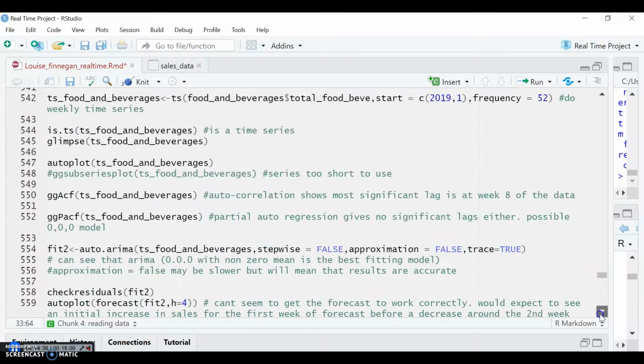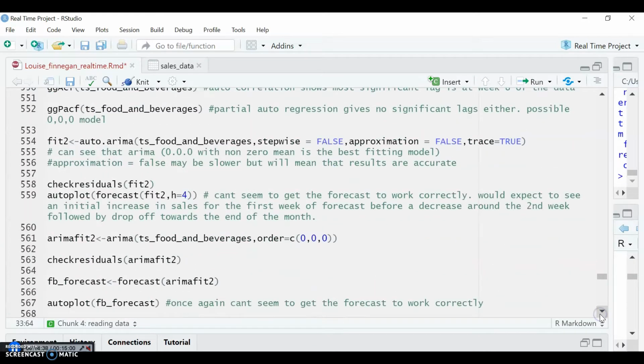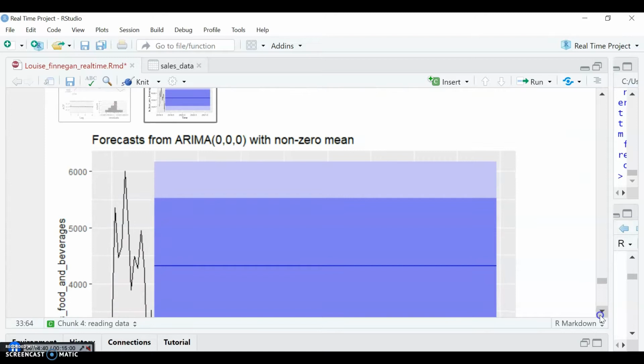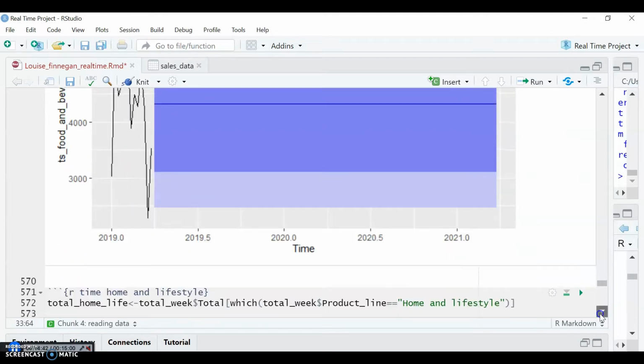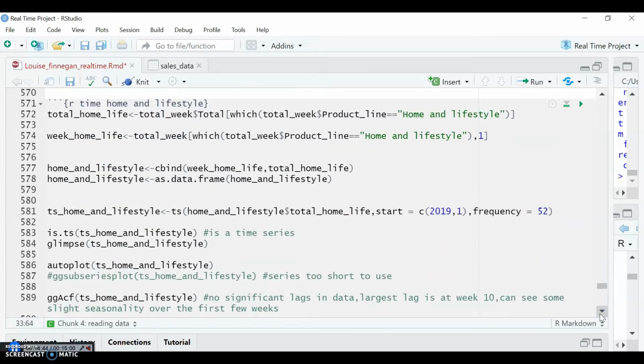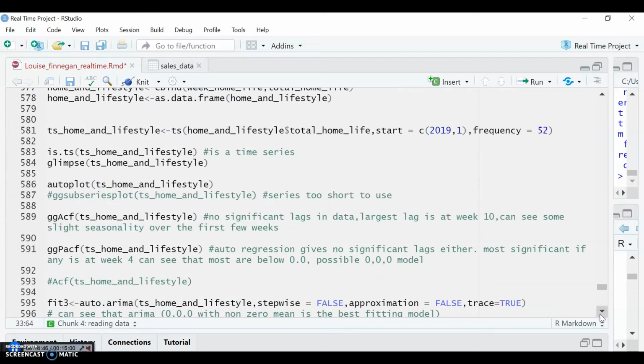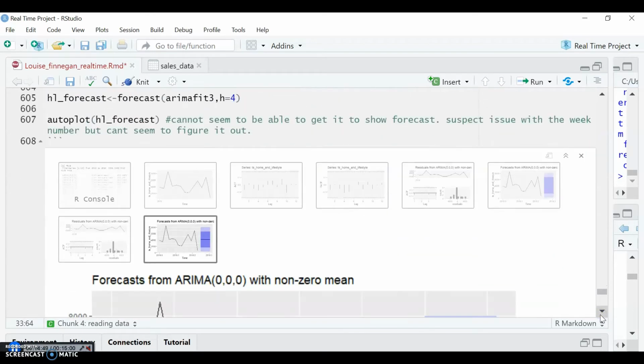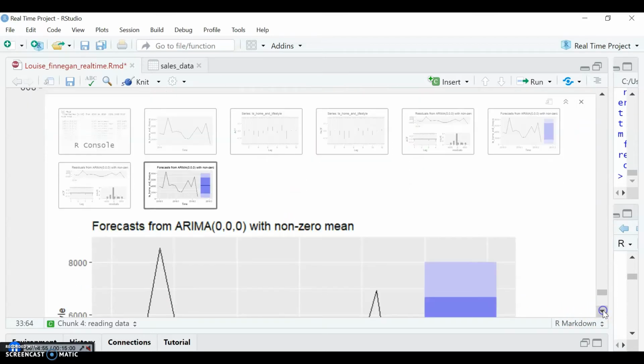Again, food and beverages, the same thing happened again. I just couldn't get the forecast to work, but everything else pretty much went. Again, home and lifestyle, similar again. I couldn't get the forecast to work, but I managed to do the autocorrelation and partial autocorrelation as well, and looking at the residuals. I managed all that fine.